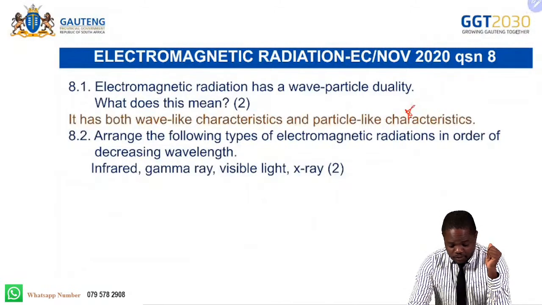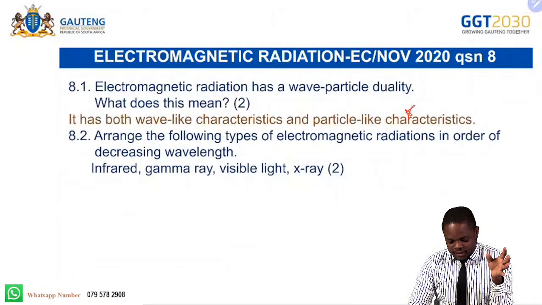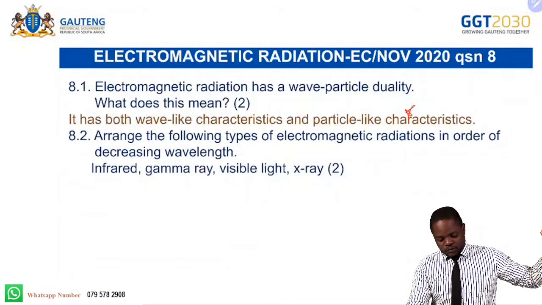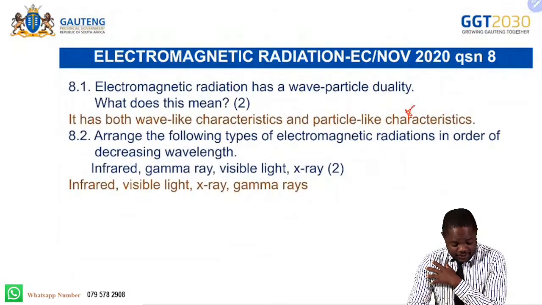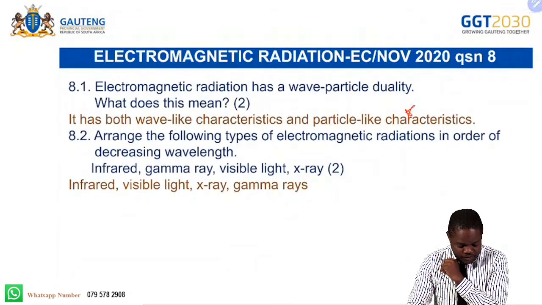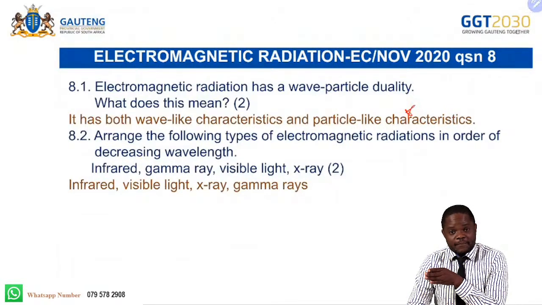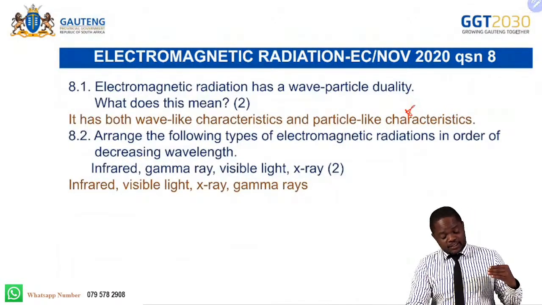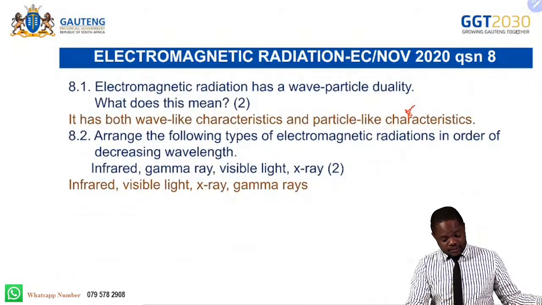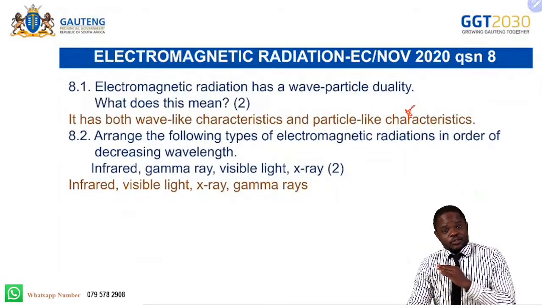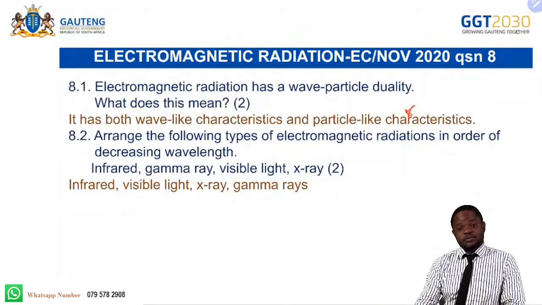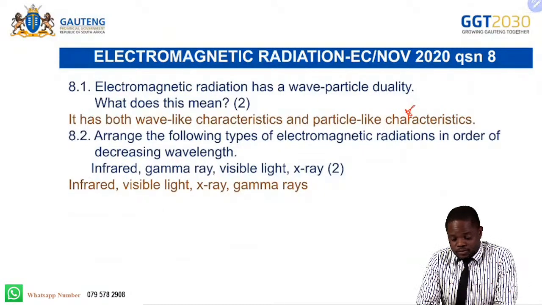Now, you're supposed to arrange the electromagnetic radiations there in order of decreasing wavelength. Right, let's see how you manage to order them. So we are starting with the infrared, going to visible, going to X-ray, going to gamma. So we're decreasing, meaning that the infrared has got the biggest wavelength and the gamma the smallest wavelength. So we're looking at low frequency going to high frequency. I hope you got that right, isn't it?